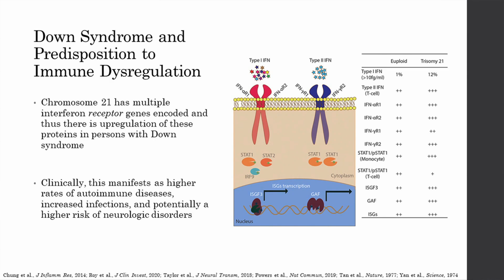We think that's because when you look at chromosome 21, there are multiple interferon receptor genes encoded. Thus, when you have an extra chromosome 21 producing more proteins and products, you see an upregulation of interferon receptors and proteins in the inflammatory milieu. Clinically, this can manifest as a higher rate of autoimmune diseases, increased infections, and of course neurologic conditions. For those who have memorized all the interferons, you can see on the left-hand side a huge list of the different interferons and receptors and how many of them are upregulated. We can talk about that later if you'd like, but that's far outside the scope of this conversation. It just proves the point that there is a higher incidence of inflammatory dysregulation in persons with Down syndrome.